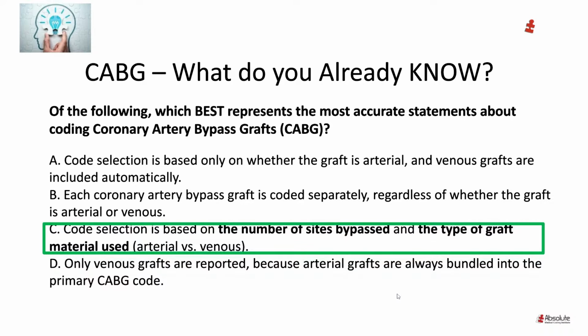And the answer is C. Yes, these CABGs are coded according to the number of sites bypassed. Is it times one, two, three? You ever hear of triple bypass, quadruple bypass, double bypass? That's what they're talking about. And the type of graft material. Are they using an artery or a vein? That is the correct answer. Great job, everybody.